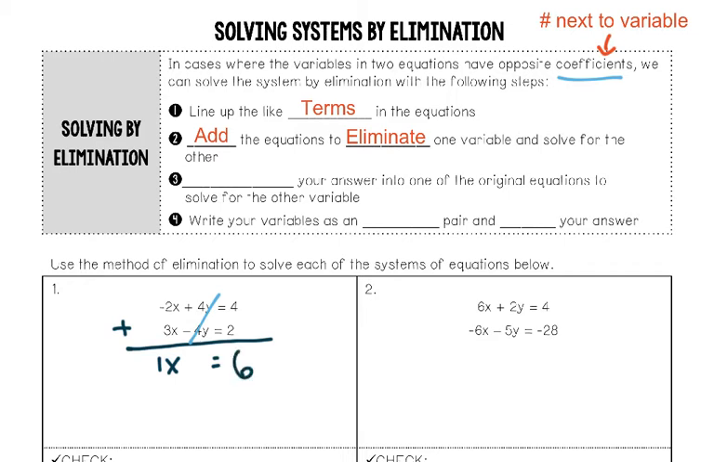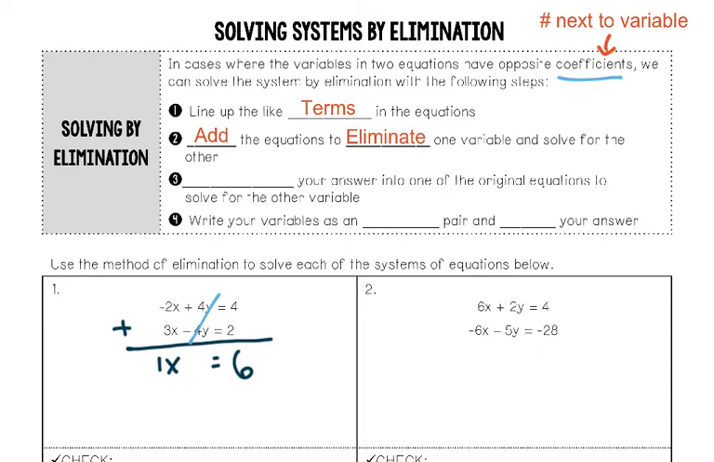At this point, I don't have to do anything else. I have already just found x. 1x equals 6. So just by using this elimination method and adding the two equations, I found that x equals 6. Now I'm not done yet because a solution to a system has an x and a y. I need to know what the x and the y equal.